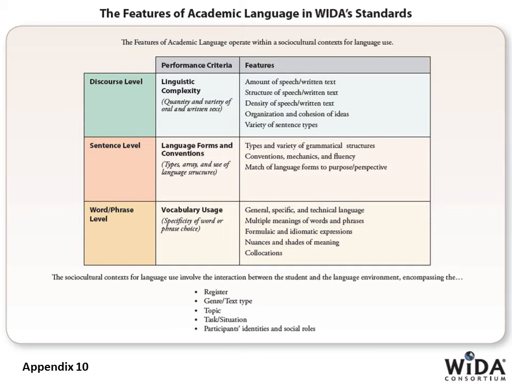The specificity of words or phrases and the choices that students make, and the words that create the phrases that create the sentences to build the discourses, are the things we're going to be talking about. And notice, as you see at the very bottom of the screen, that all of these 3 levels of academic language operate within a socio-cultural context that includes some of the things at the bottom: the register of language, which you can see as BICS versus CALP, the genre and text type, the topic under discussion for that day, the task and the situation, and also the participants' identities and social roles within that context.